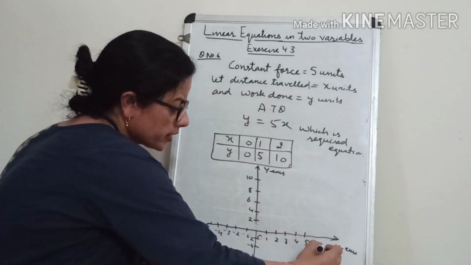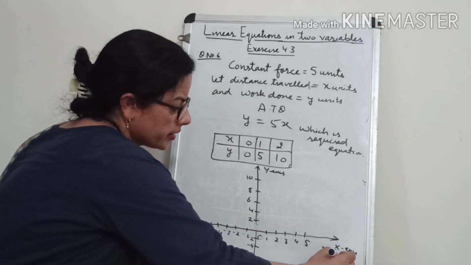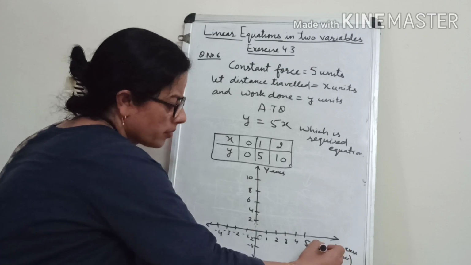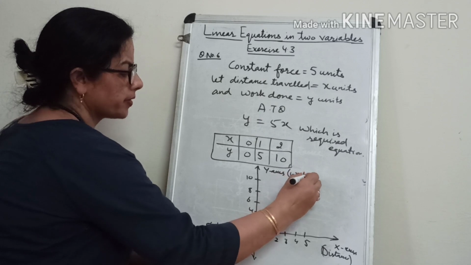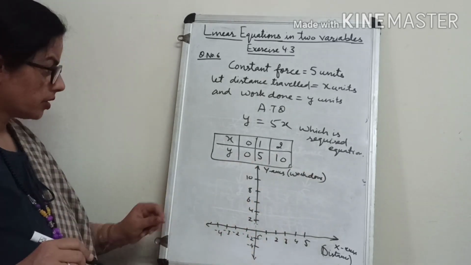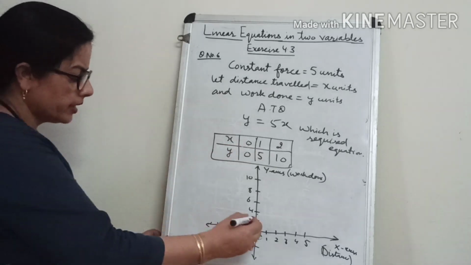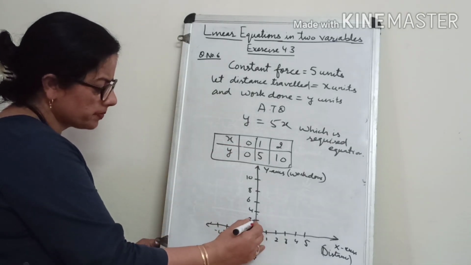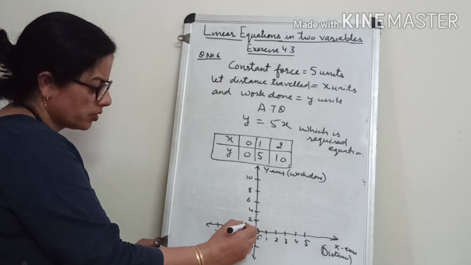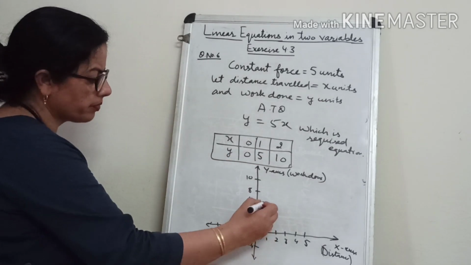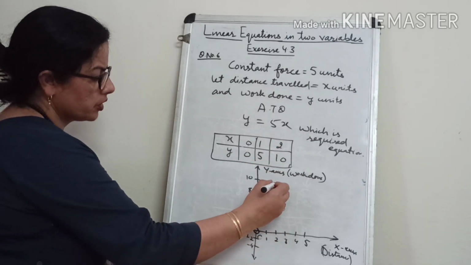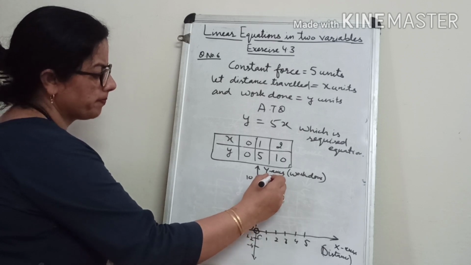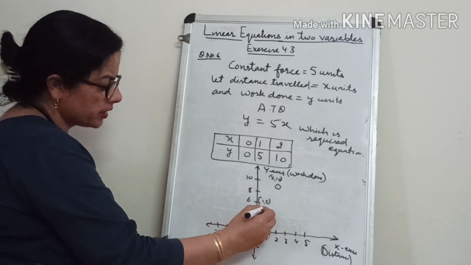Distance we are taking on the x-axis. So with the x-axis you can write that we are taking distance here, and work done we are taking here on the y-axis. Now when x is 0, y is 0, means the first coordinate will be the origin, that is 0, 0. Second is 1, 5, 5 is here, this coordinate is 1, 5. Next is 2, 10, so this point will be 2, 10. And now join these points.